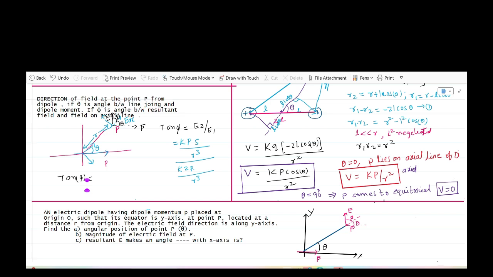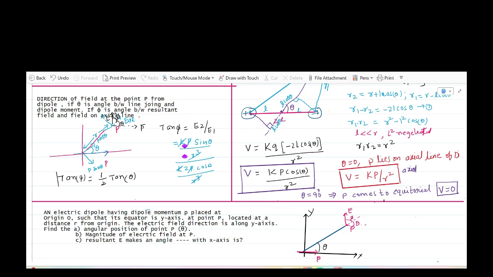Sin theta is equatorial here. P sin theta and P cos theta. So that equals cos theta here. R cube gets cancelled, KP and KP get cancelled. So tan phi is equal to finally 1 by 2 tan theta.